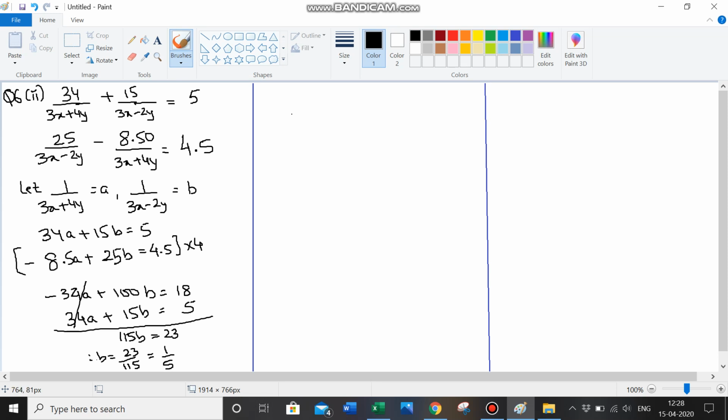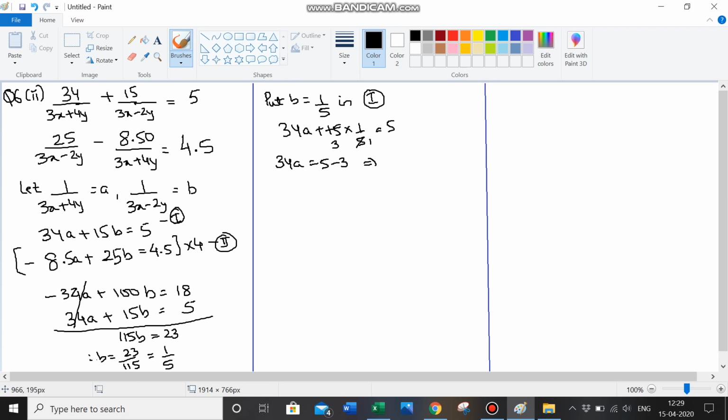So I've calculated b. Now put b is equal to 1 upon 5 in, let's say, my equation 1. This was my equation 1 and this was equation 2. Let's put this in 1 and I get 34a plus 15 into 1 by 5 is equal to 5. 5 1s are 5, 5 3s are 15. So 34a is equal to 5 minus 3, which means 34a is equal to 2. A is equal to 2 upon 34 is equal to 1 upon 17. So I've got the value of b and I've got the value of a.